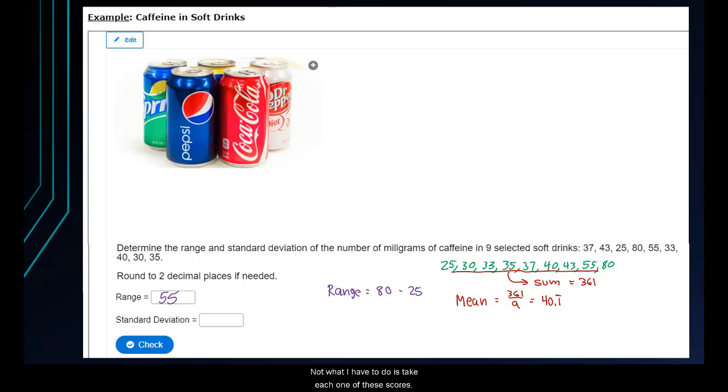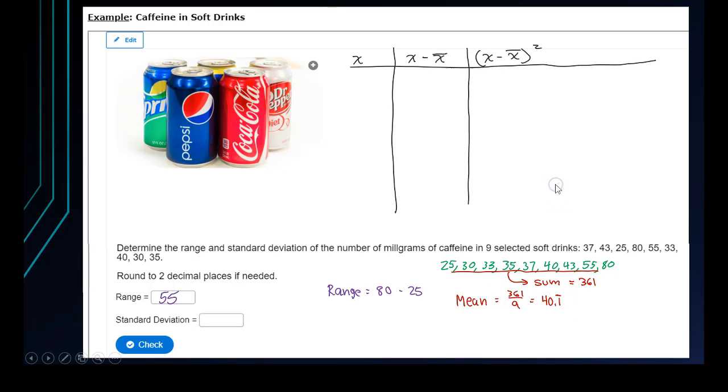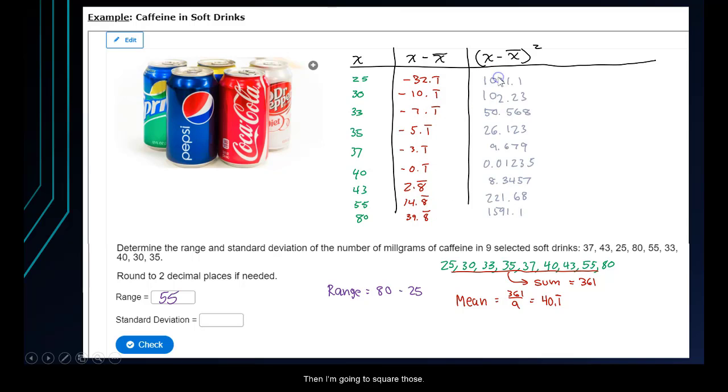Now what I have to do is take each one of these scores, the 25, 30, 33, and so on, and I'm going to subtract the mean from them. So I'm going to take each one of these scores, subtract the mean from them, and these are the values I get, and then I'm going to square those. Now when I add all these together, I get 3,040.8 repeating. Now this is what we would call the variance.